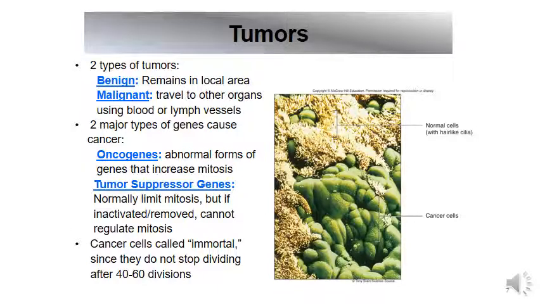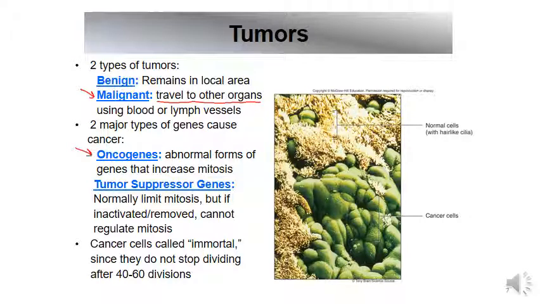So let's talk a little bit more about tumors. There are two types of tumors. Benign tumors remain in the local area. Malignant tumors, malignant cancer cells, travel to other organs. They can use blood vessels or lymph vessels to do that.